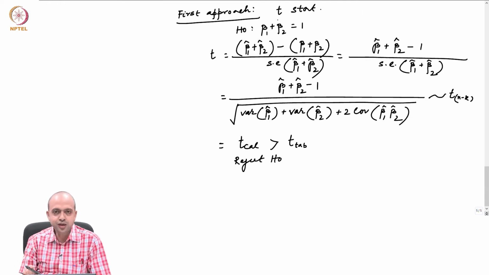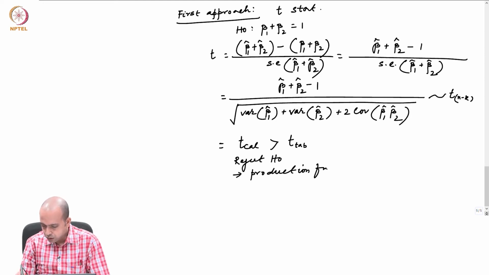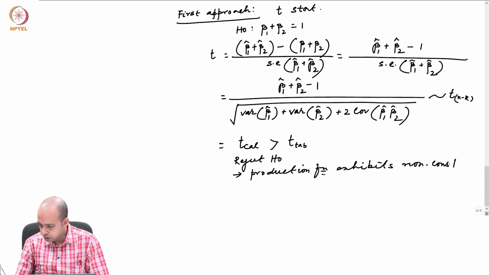When you reject your null, you can only say the production function exhibits non-constant returns to scale. But you are not sure whether it is increasing returns to scale or decreasing returns to scale. So, when you reject your null, you can only say that production function exhibits non-constant returns to scale.